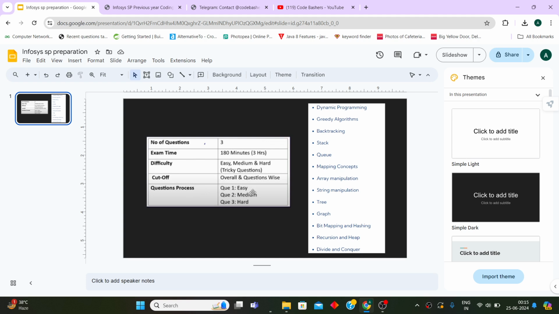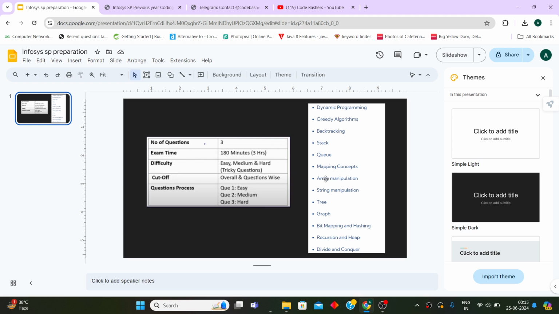Question 1 will be slightly easy, not very easy. Question 2 medium, question 3 hard. And guys, trust me on this, this Infosys hiring for the SP role has the toughest coding questions possible. So do not take it for granted that you will be able to solve 1 easy question and 1 medium question. The answer is no. If you do not have practice for the important topics, then you won't be able to solve these questions.